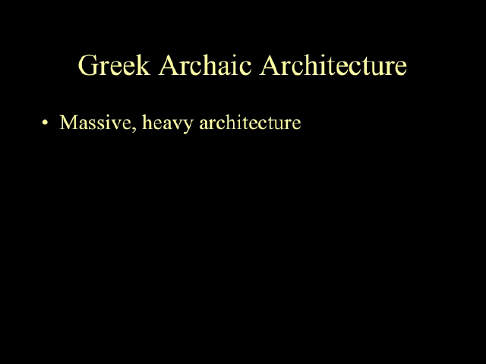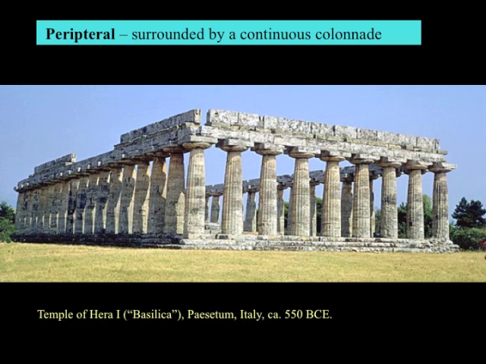So when we talk about archaic architecture, specifically Greek archaic architecture, the really early examples are typified by fairly massive and heavy architecture. We can see an example of this here in the Temple of Hera I, also sometimes referred to as the Basilica at Paestum. Ironically, Paestum is one of the best places we can go to see examples of early Greek architecture. But it's not in Greece.